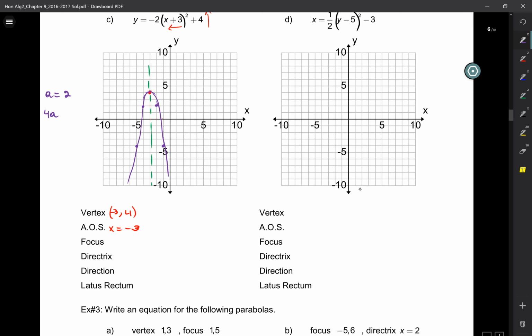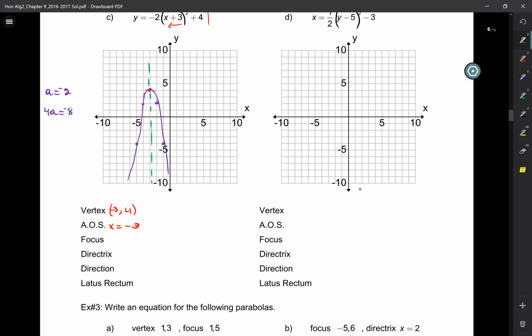4A is equal to 8. So if A is negative, if we take it as negative, then 4A will be negative 8. Okay. So now, the focus, where is the focus going to be at? The focus, I'm going to go down, right? I'm going to go down here. So the h value will stay the same. So it'll be negative 3, comma, 4 minus 1 over 8.